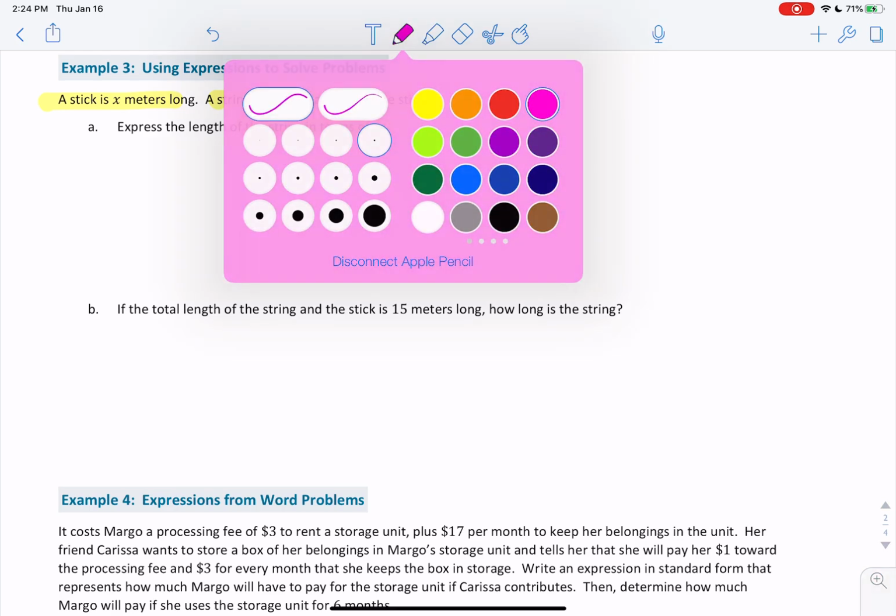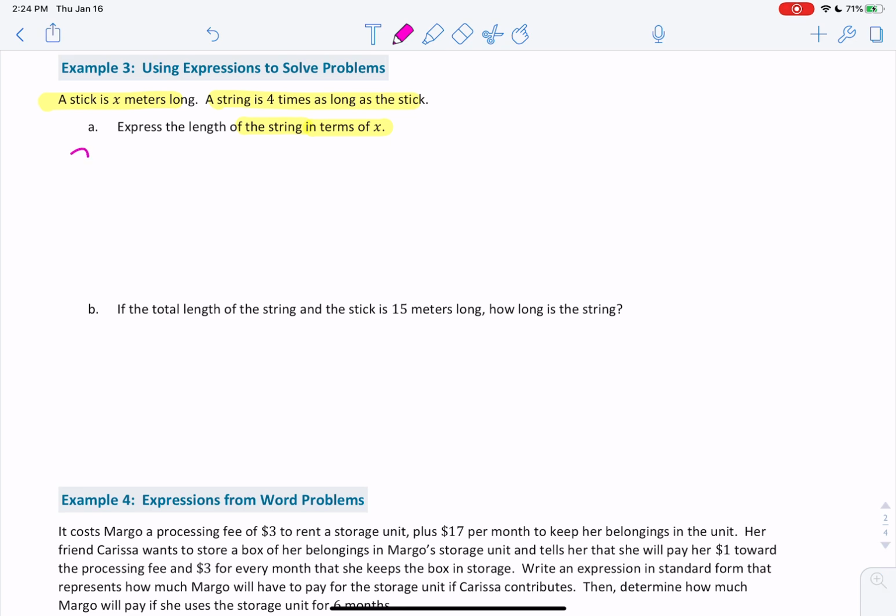So let's go ahead and do that. First, we want to label our parts. We have a stick and we have a string. Okay? The stick, it tells us, is X meters long, so the stick is going to equal X. The string is 4 times as long as the stick, so the string is going to be 4 times X, which is 4X. Now the string has been written in terms of X. String equals 4X. So we're good.